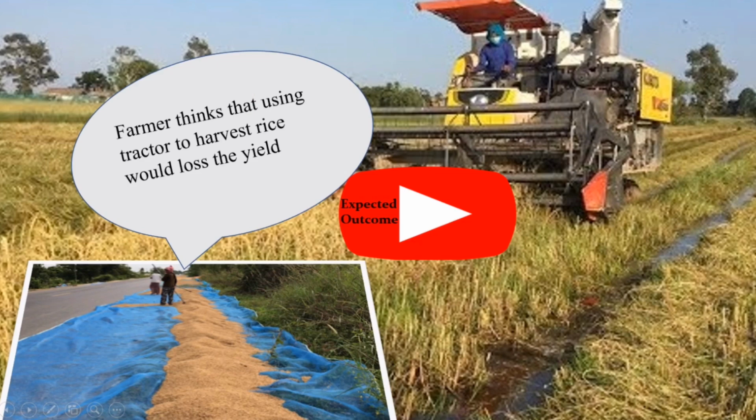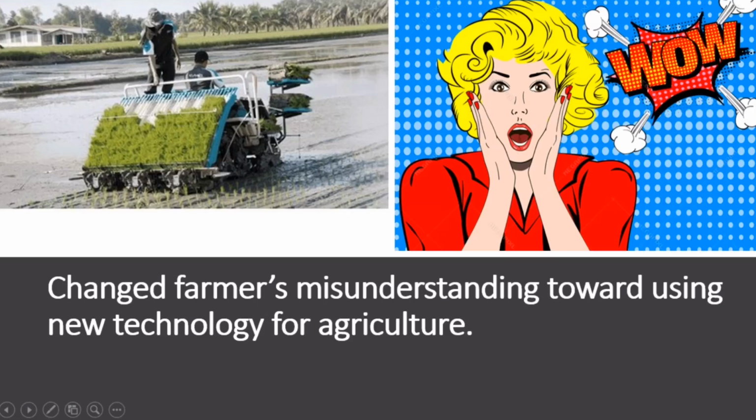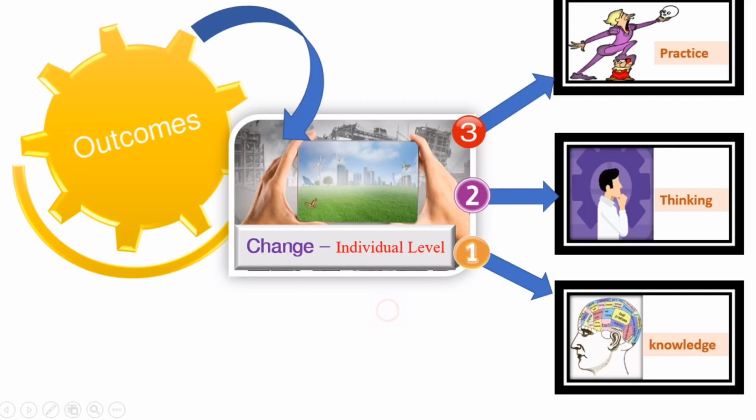Now from this context, let's generate the expected outcomes together. Here's one expected outcome that the project can use: change farmers' misunderstanding toward using new technologies for agriculture. So the project's intention will be to change their perception or misunderstanding, and we will design some activity to address this misperception. Alright, I hope it's clear for you.